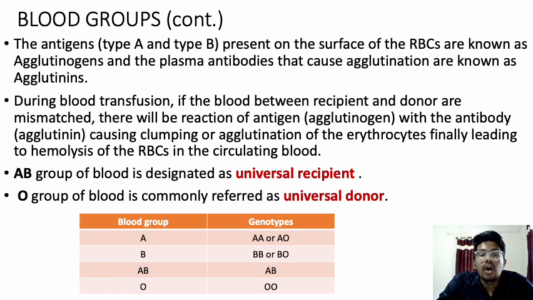The O blood group has no antigens, so it is called the universal donor.